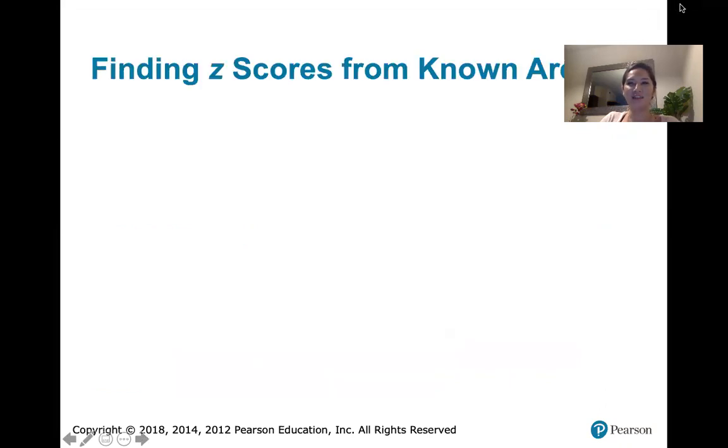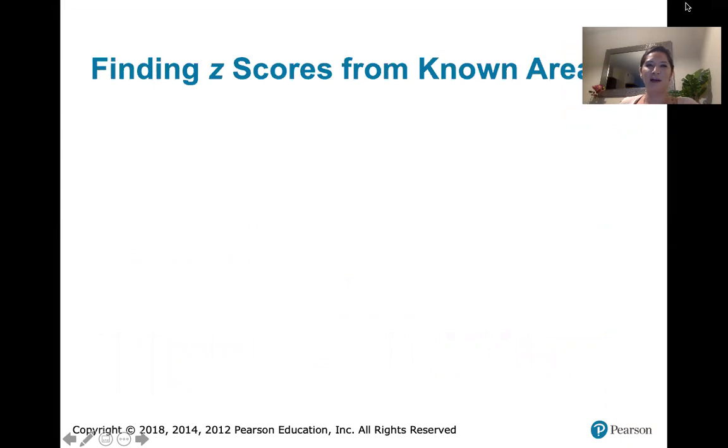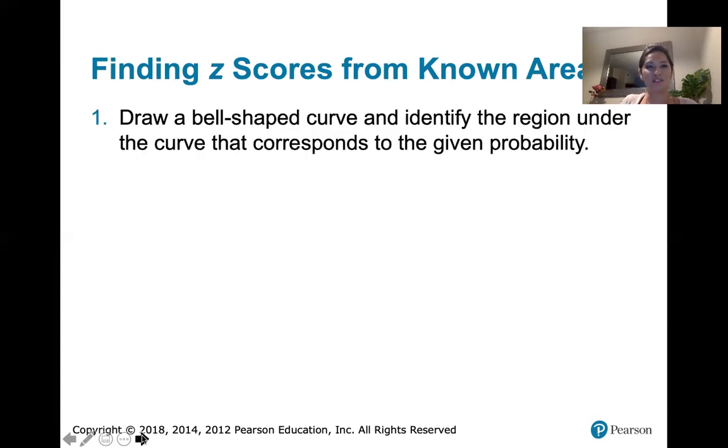Now, in the last video, we talked about finding areas and probabilities when we were given z-scores on the boundaries of those areas. Now we're doing this backwards. Someone's telling you the area and they're asking you to find a corresponding z-score or a corresponding range of z-scores. In order to solve these problems, I highly recommend you draw a picture.